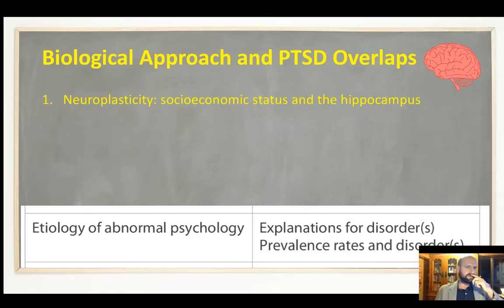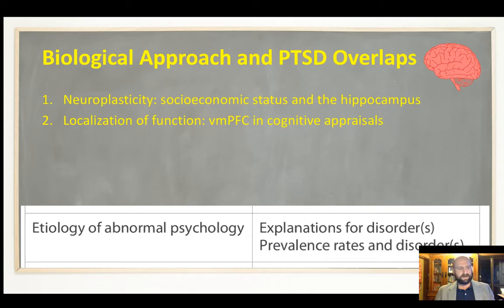Okay, another tip: finding overlaps between the biological approach and PTSD. Paper 1, Paper 2. You can use material from Paper 2 in Paper 1. Neuroplasticity. The example I have, these have to be very specific. So for PTSD, looking at socioeconomic status and the development of the hippocampus, this is an example of neuroplasticity. Localization of function, I've got a study here that looks at the VMPFC and cognitive appraisals, linking the brain and cognition. The study shows that the VMPFC is important in cognitive appraisal. We can use that for localization of function.